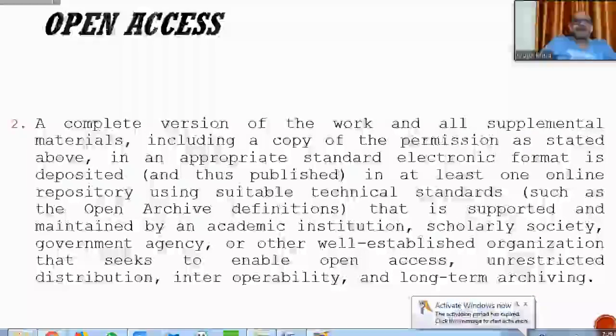So that is supported and maintained, again for quality control, by an academic institution, scholarly society, government agency, or other well-established organization that seeks to enable open access, unrestricted distribution, interoperability, and long-term archiving. Long-term archiving is another very important word added here. What is the meaning of long-term archiving? Suppose you shared and uploaded your research findings in a site, in a website, or in a service, which today is accessible to all. But for some reason, tomorrow that site is down. It's not there.